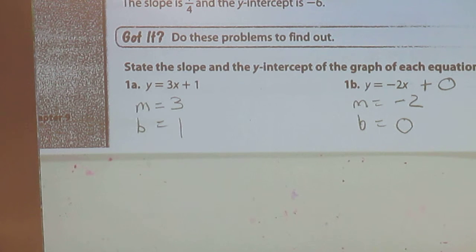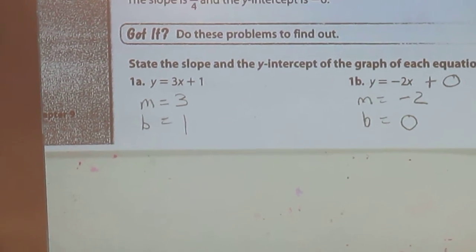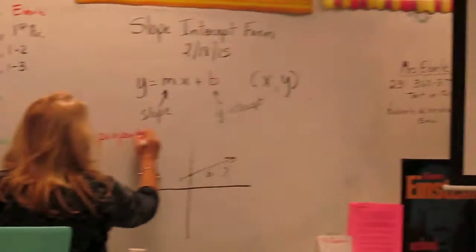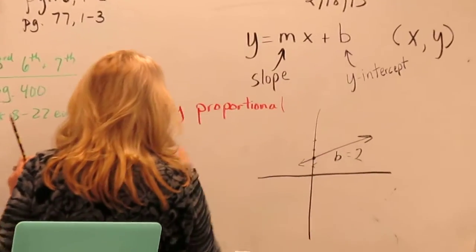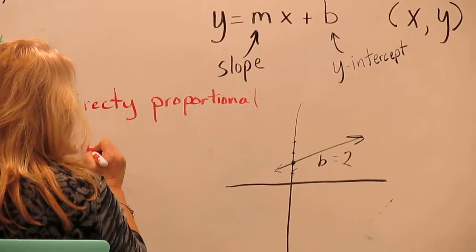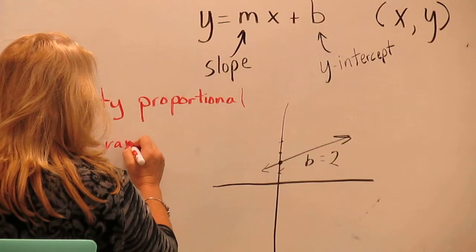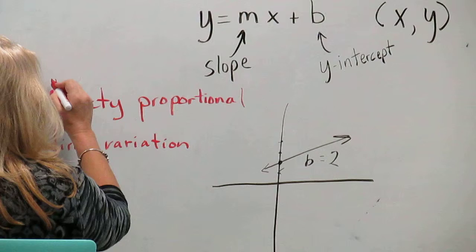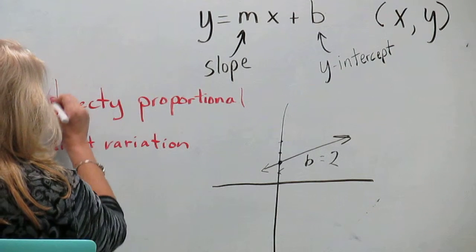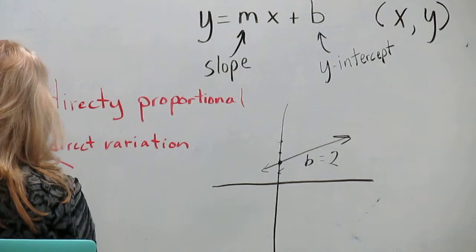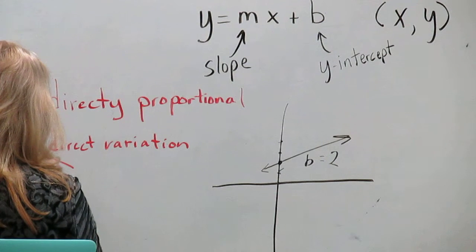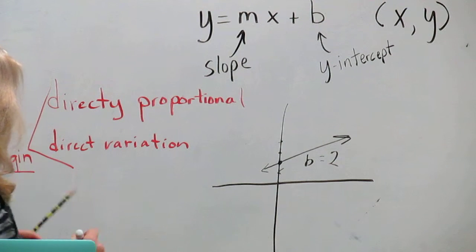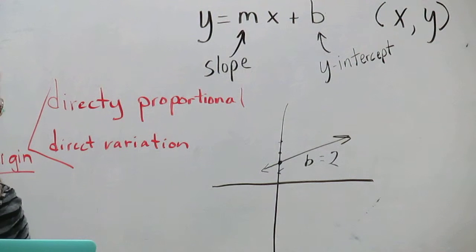So here we go. Directly proportional or a direct variation. Both mean that it goes through the origin. Okay? Directly proportional and direct variation both mean it goes through the origin.